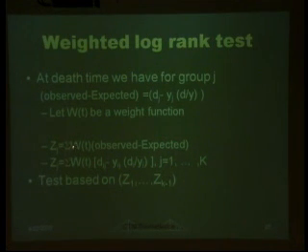We take that weight function, we multiply it by the observed minus the expected at each death time, and we add these up. That gives us a statistic Zj that's sort of like the numerator of a t-test statistic. And then we can do this for each one of the groups, and we can then base our test on all these different groups' Z statistics that we've gotten.